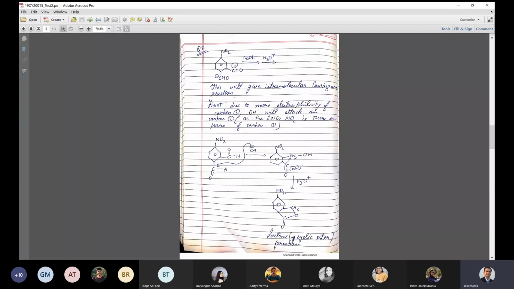And then if you have written this answer, it's also full marks. If you have given, after acidification, if you have made this lactone, then also I will give you the full marks.